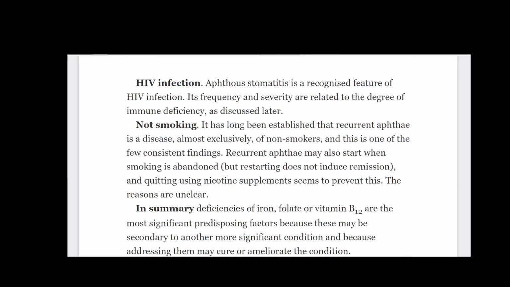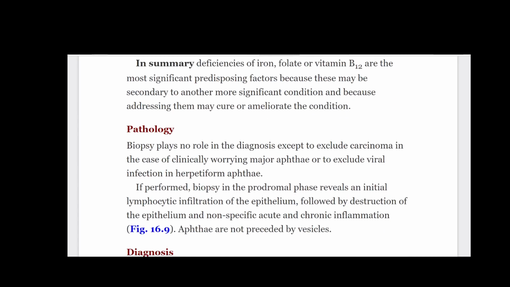HIV infection. Aphthous stomatitis is a recognized feature of HIV infection. Its frequency and severity are related to the degree of immune deficiency, as discussed later. Non-smoking. It has long been established that recurrent aphthae is a disease, almost exclusively, of non-smokers, and this is one of the few consistent findings. Recurrent aphthae may also start when smoking is abandoned, but restarting does not induce remission, and quitting using nicotine supplements seems to prevent this. The reasons are unclear. In summary, deficiencies of iron, folate or vitamin B12 are the most significant predisposing factors because these may be secondary to another more significant condition and because addressing them may cure or ameliorate the condition.